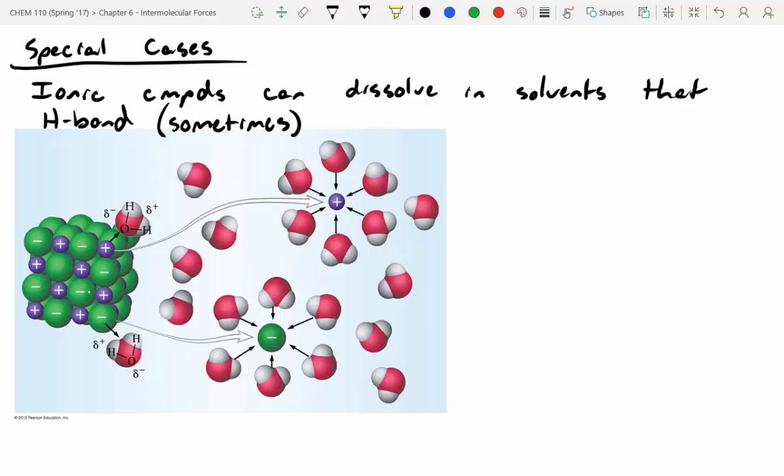So a good example of this would be salt, sodium chloride, and water. Salt dissolves in water, right? Even though one's ionic and the other one's H bonding. So this would be a good example of an ion dipole interaction.